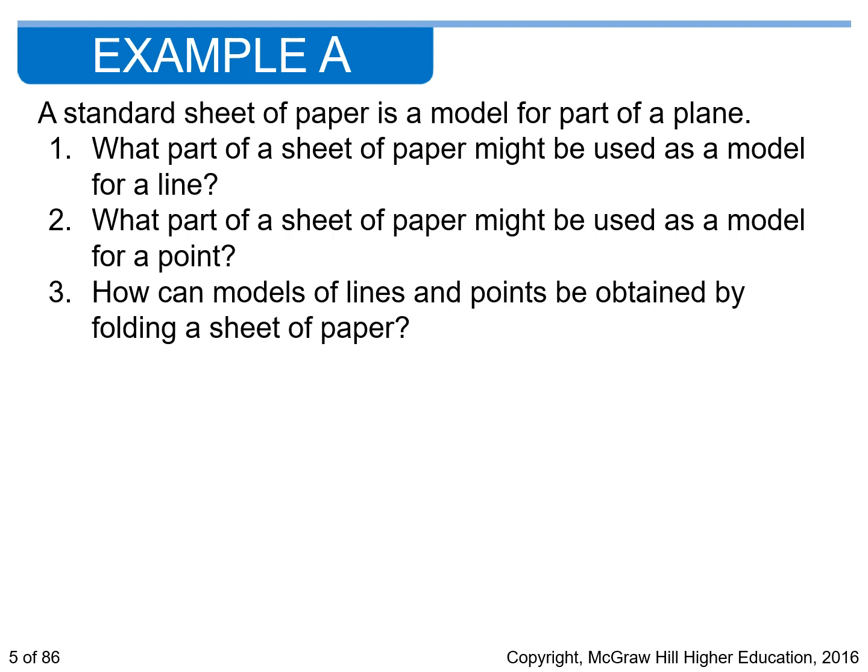So let's think about a model for a line and a point and a plane. If I had a piece of paper, then a model for a line, well, our paper has lines. So you could say the blue line on the paper, or you could say the edge of the paper. A point might be a corner or a dot. How can models of lines and points be obtained? By folding a sheet of paper. So if I took a piece of paper and folded it, it would make a cross of creases, and those folds, the actual creases, would be lines, and where they intersected would be a point.